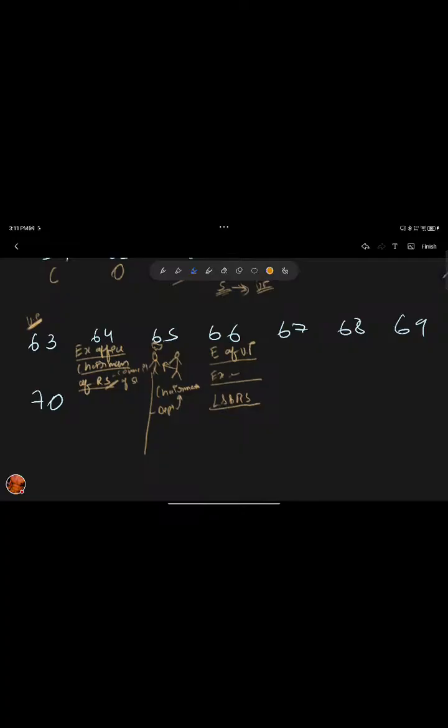So election is in 66, and he holds the ex officio chairman position. Lok Sabha, Rajya Sabha, elected and nominated members vote for him. President only nominated, and he should be 35 years of age.